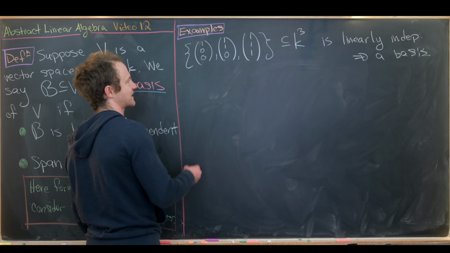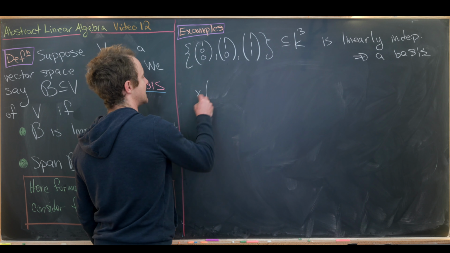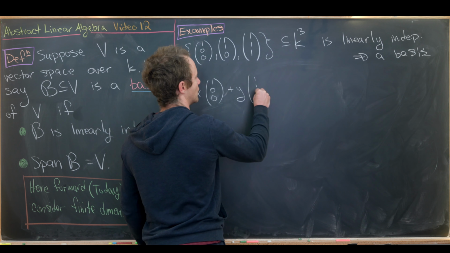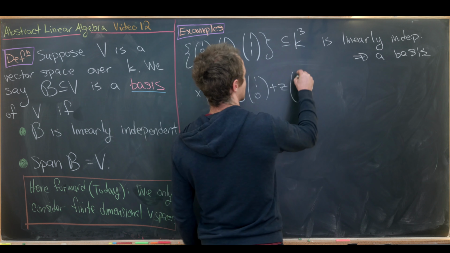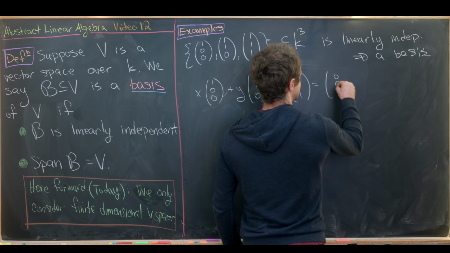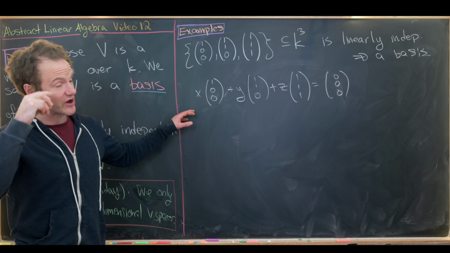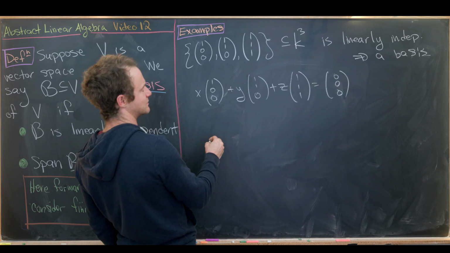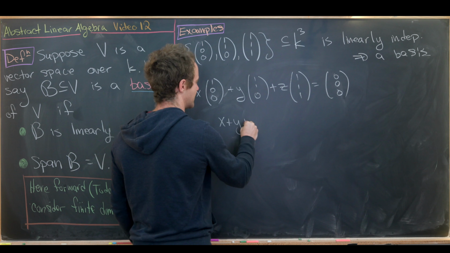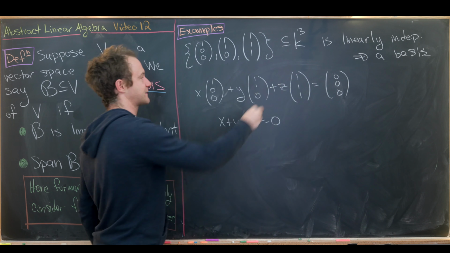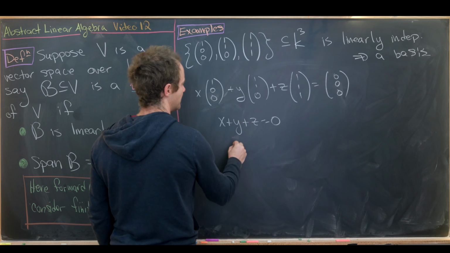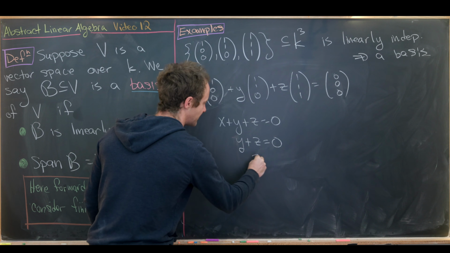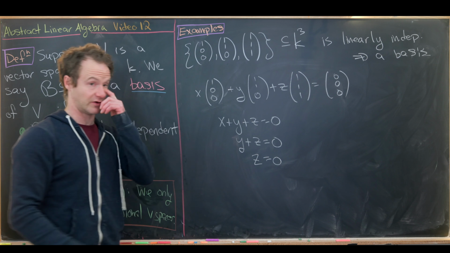We could quickly check that this is linearly independent just by taking a linear combination. So x times (1,0,0) plus y times (1,1,0) plus z times (1,1,1) equals the 0 vector. And then transform this vector equation into a system of equations. That system will look something like this. x + y + z = 0, that's from the first entry. Then y + z = 0, that's from the second entry. And then finally z = 0, that's from the third entry.